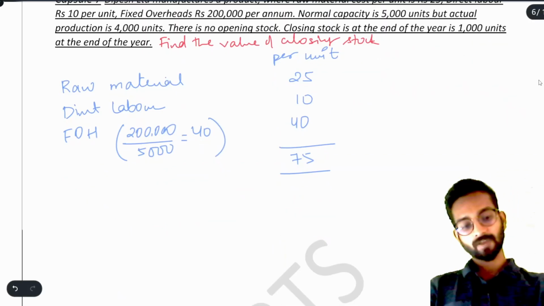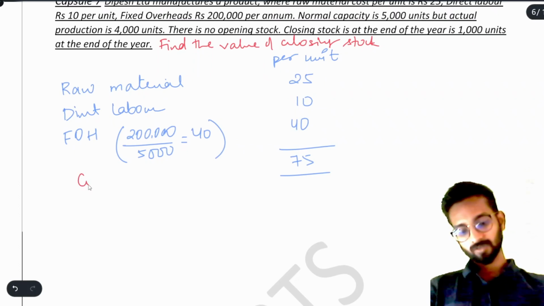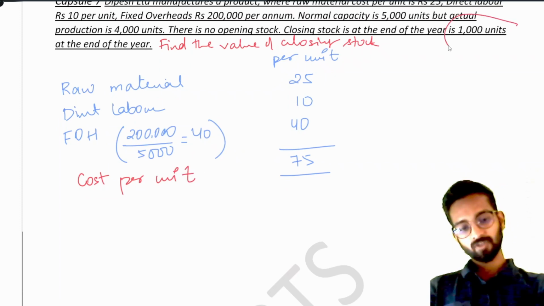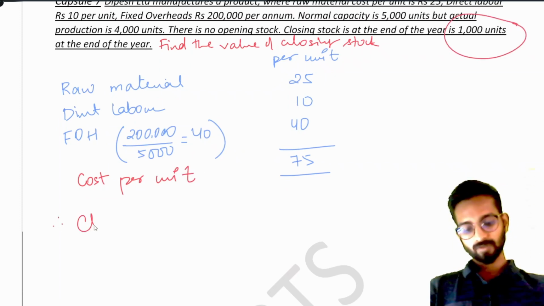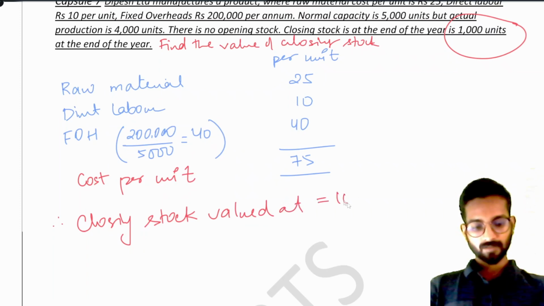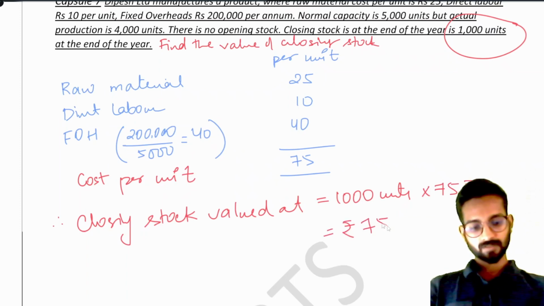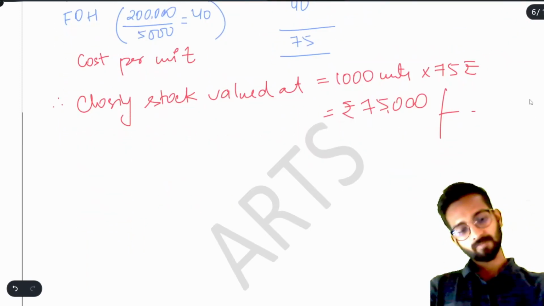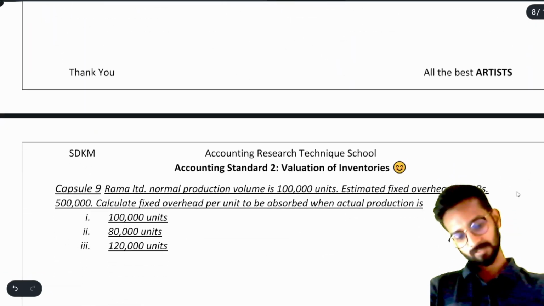But this is not our final answer. See, this is your cost per unit. I have to find the value for 1000 units. Therefore, closing stock value at 1000 units into 75 rupees is rupees 75,000. Understood? Very easy. We will solve one more sum that will give more clarity here.